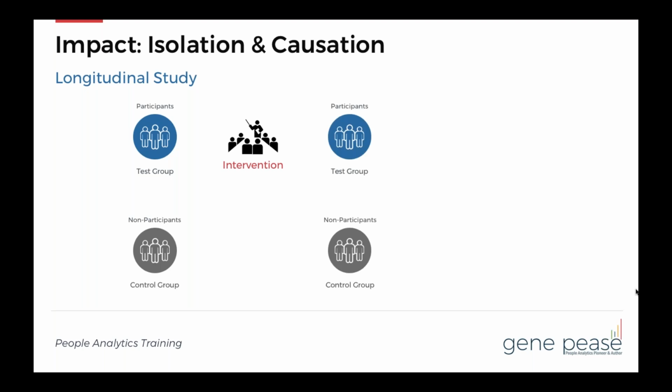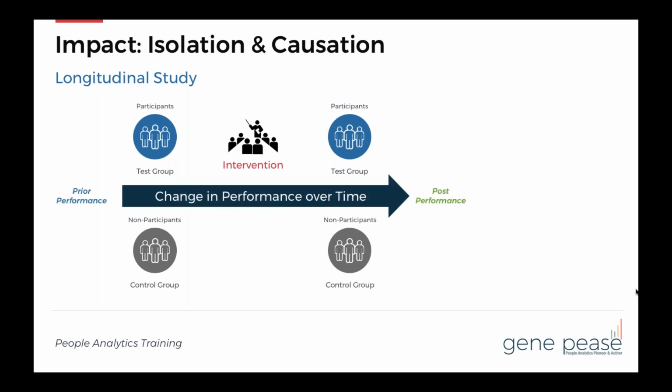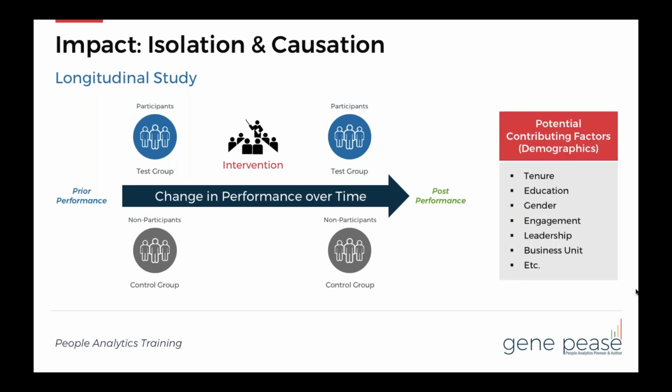So one group gets that intervention, that training program, that recognition rewards initiative, that health initiative, and one group doesn't. And what we're looking at is the change in performance over time from prior performance of those groups to post-performance, and we're trying to isolate the effect of that intervention. And then using the demographics, we're always trying to figure out what are contributing factors or what demographics are playing into this between these two groups. So it's a study over time, and you're looking at participants and non-participants' performance over time, and then factoring in all of the demographics.